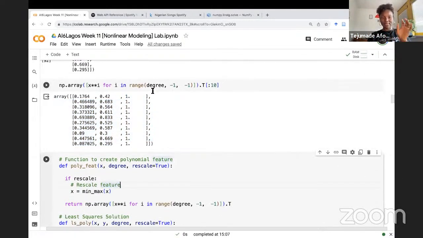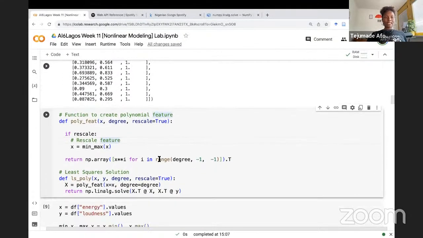Okay, is this clear now? So now we've just gone from 1 feature to what? 2 features. Does that make sense? Is it clear to you? Do you understand what I'm trying to say? Thanks, Dolamu.